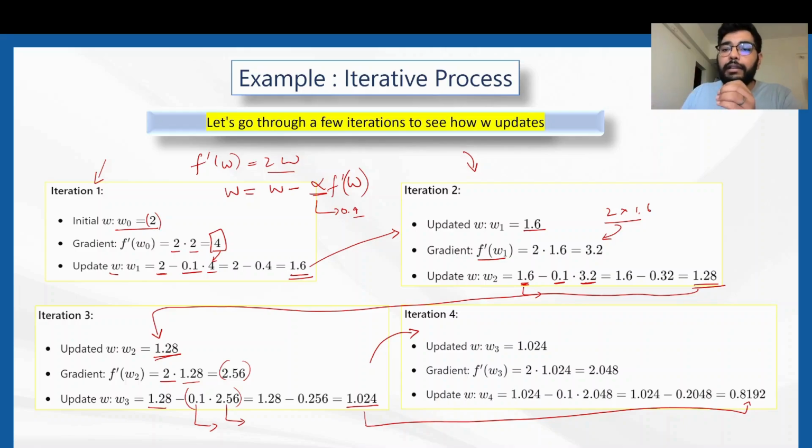And that particular value of approximately zero will give us the minimum value of f of w, that is equal to zero. This is the process of gradient descent, one step at a time, till we reach the minimum value of our loss function.